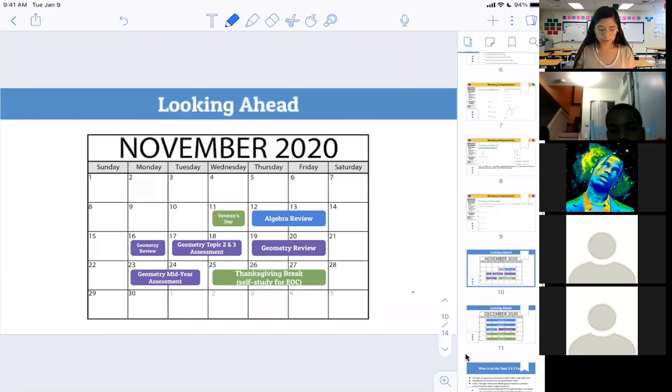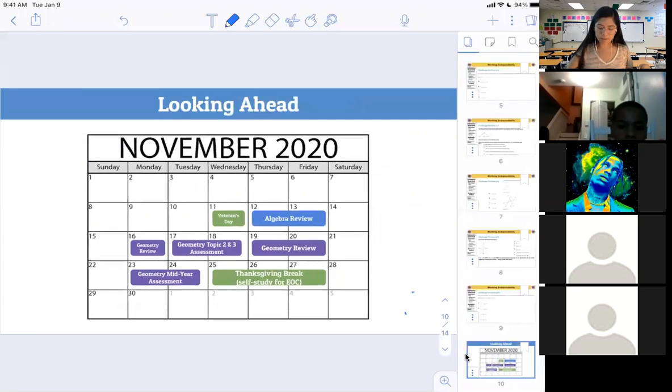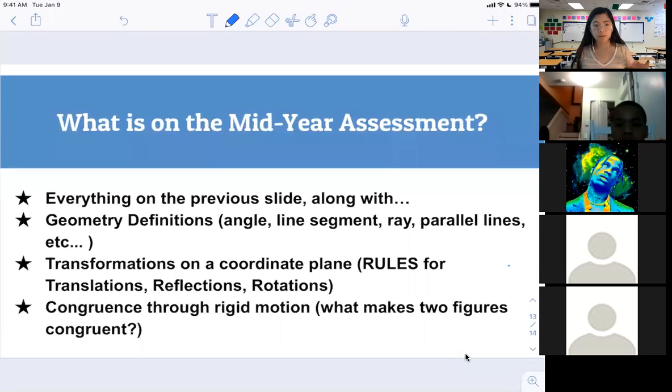Then after your test, we're going to review even more because the following week you guys have to take the mid-year assessment. The nice thing though is that the mid-year assessment is everything that was on topic 2 and 3 as well as topic 1. So the mid-year assessment is going to be testing you on everything in the previous slide that I just went over, along with geometry definitions, which is pretty easy. It's like, what is an angle? What is a line segment? What is a ray? All of those.